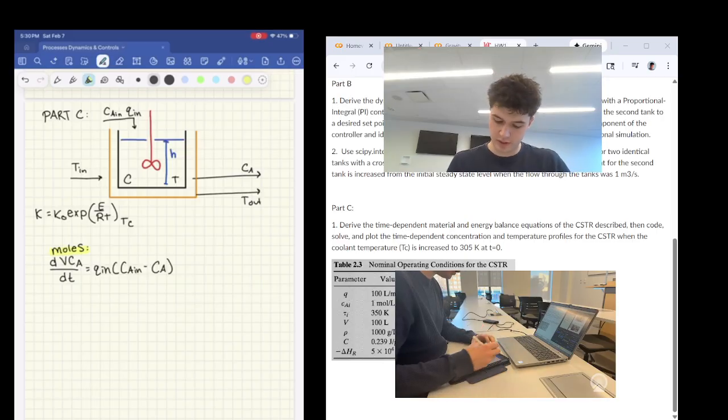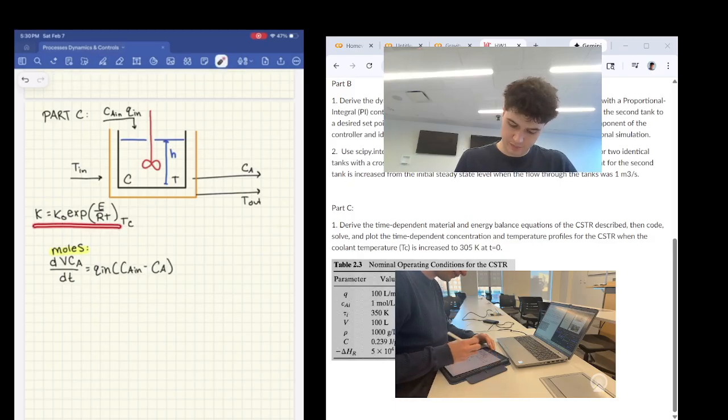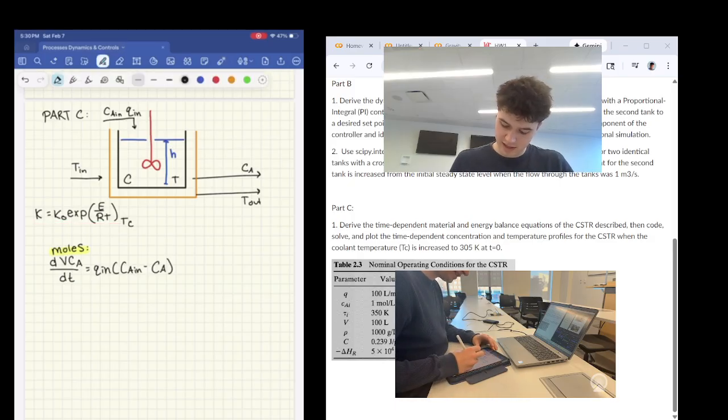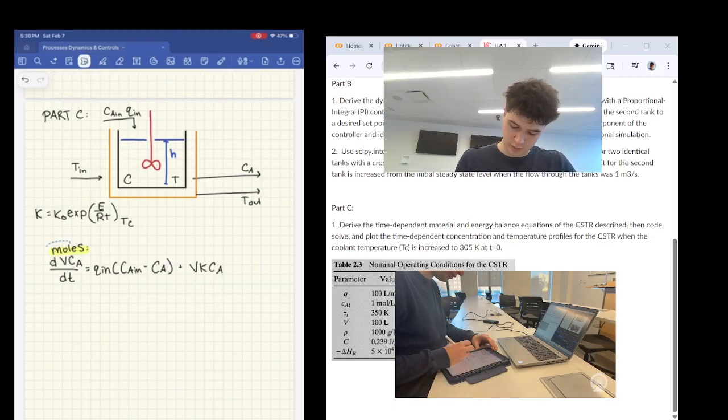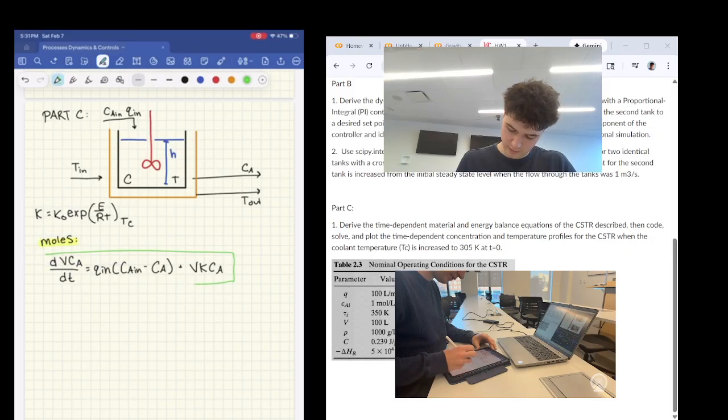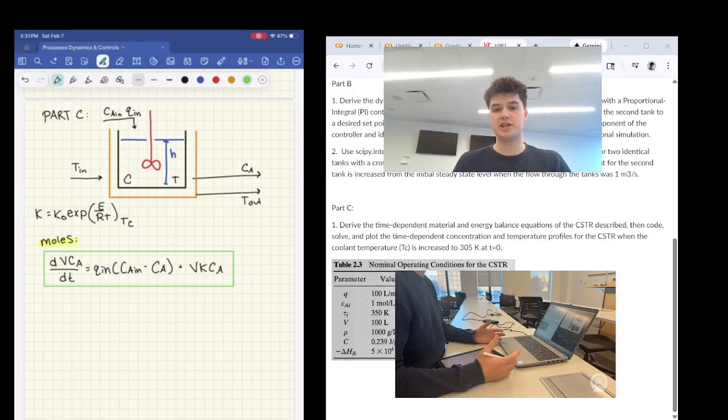Now the final part of this equation is going to be adding in this section right here. We are going to multiply this k value times the volume and the concentration. Now this total equation here, that I will move up a little bit, is our total material balance. I will square this out. So now we have completed our material balance equation and we are able to move from there.